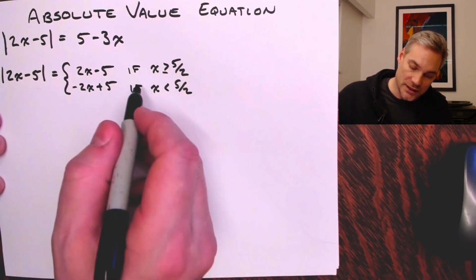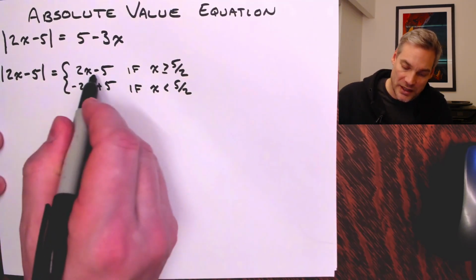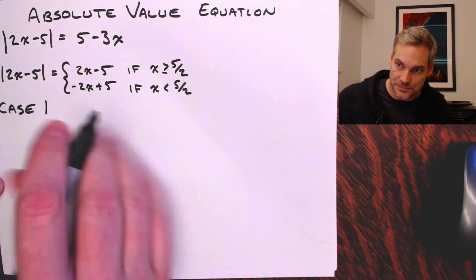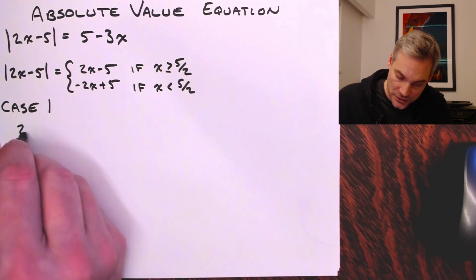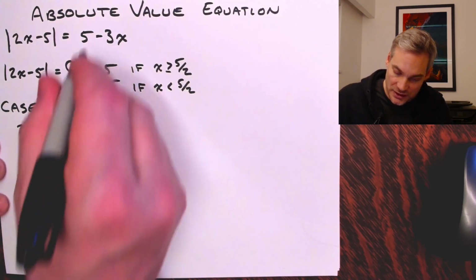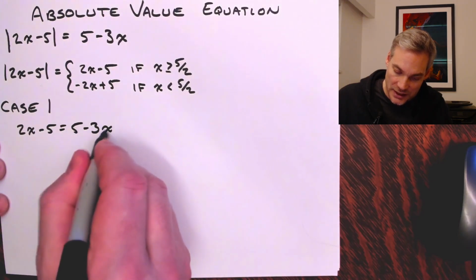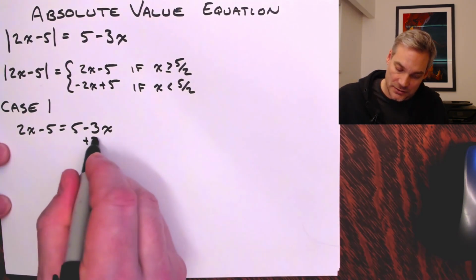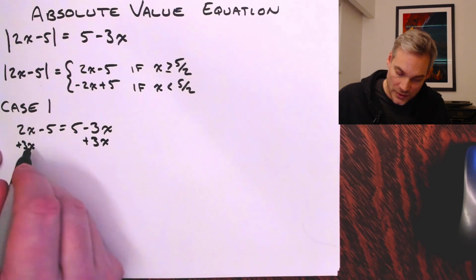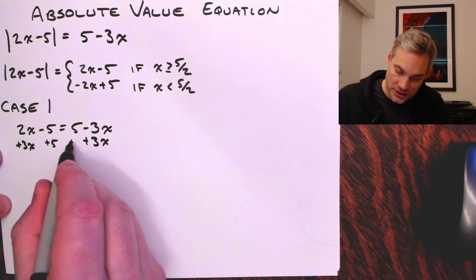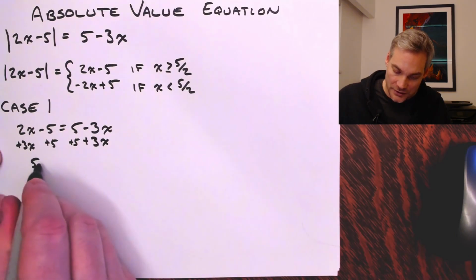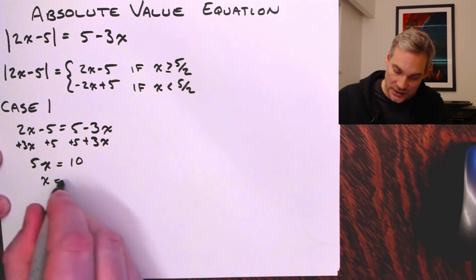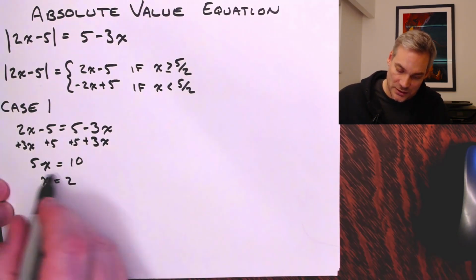So now I have this. I'm going to try and equate this to that. So I have two cases. So I have case 1, and that is when 2x minus 5 equals 5 minus 3x. So I'm going to solve for x. So I add 3x to both sides, and then I add 5 to both sides. So I get 5x, and that equals 10. So then I get x equals 2. So this is a possible solution.